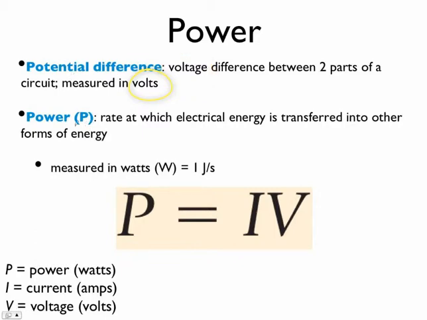Power is the same power that we were talking about back when we were talking about work. Again, it's just the rate at which energy is transferred, and so it's still measured in watts, and it's a joule per second. Except now in electricity we have power equals current times voltage, and you can put this in the triangle. This is like the worst triangle ever created, but you can put this in the triangle if you want to.